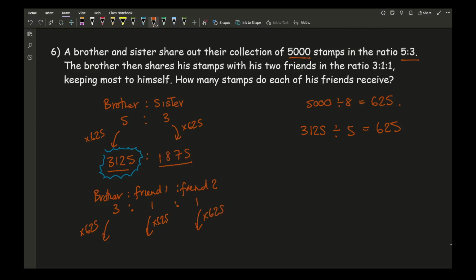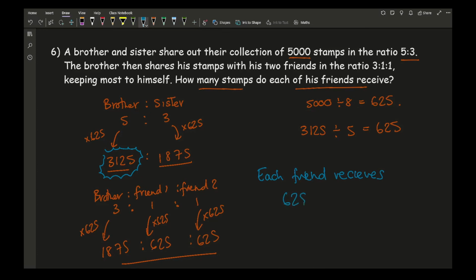So 3 times 625 gives me an answer of 1875, and then I'm going to have 625, 625, and then the question's asking us how many stamps does each friend receive. Well, here each friend receives 625 stamps, and there is our final answer.